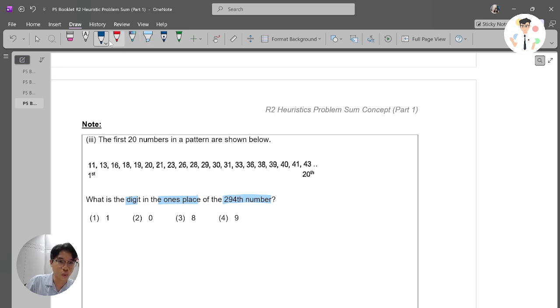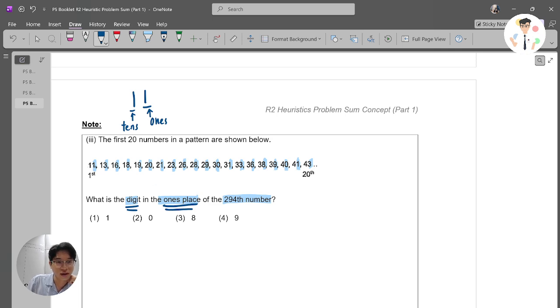But what you should notice is the question used the words ones place. It means that if I have a number like 11, this is the ones and this is the tens. So I am supposed to only focus on the ones, which is 1, 3, 6, 8, 9, 0, 1, 3, 6, 8, 9, 0, 1, 3, 6, 8, 9, 0, 1, 3. Teacher, you mean that I don't need to look at these tens? We don't need to, because the question is only focusing on the digit in the ones place.